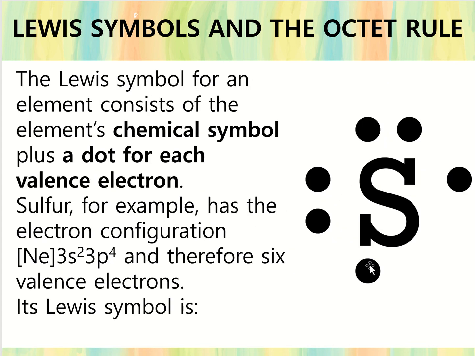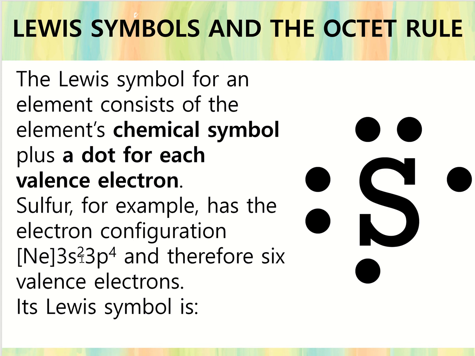And here is an example of the Lewis symbol for sulfur. So the Lewis symbol for an element consists of the element's chemical symbol plus a dot for each valence electron, right? So we have our symbol for sulfur, which is capital S, and we have a dot for the valence electrons, so that represents the valence electrons.